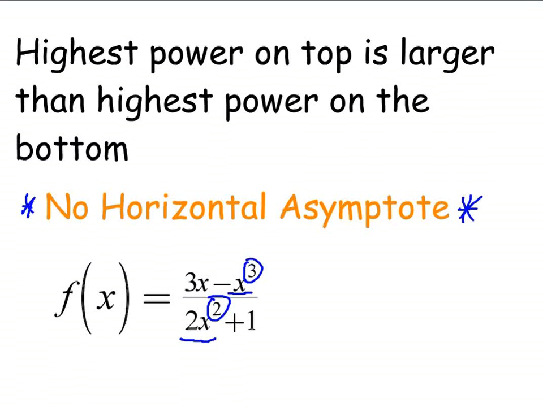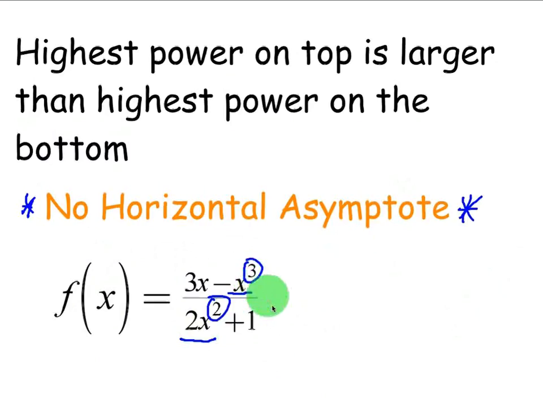Here's the first rule you need to write down in your own words. And this is the easiest one. If you look at a rational function and the highest power in the numerator is larger than the highest power in the denominator, it will not have one. So let's read this function together. F of x equals 3x minus x cubed over 2x squared plus 1. The highest power in the numerator is 3. The highest power in the denominator is 2. 3 is bigger than 2, right? So it won't have one. It's that simple. Any questions on that?